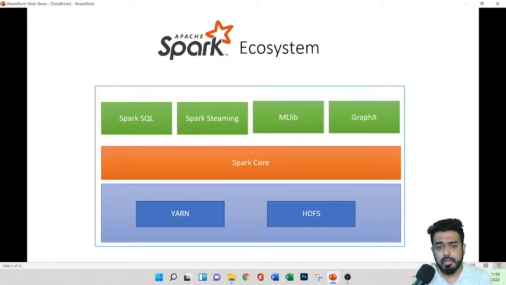Next we have Spark MLlib. It is a Spark library that facilitates the implementation of machine learning and deep learning algorithms and makes machine learning scalable. Next we have Spark GraphX. It is also a Spark API for manipulating graphs and executing graph-parallel computations. As I told you, the entire Spark ecosystem is built upon the Hadoop file system. You can see we have YARN and HDFS, the Hadoop file system.